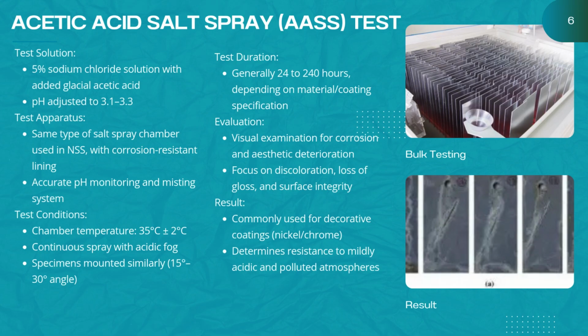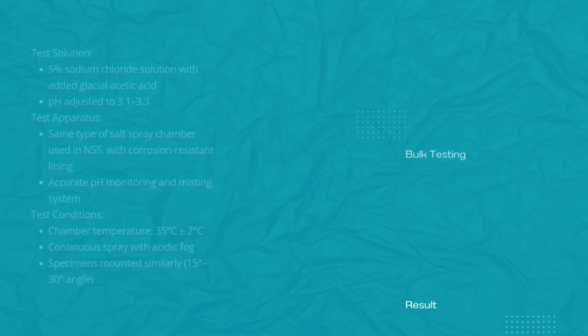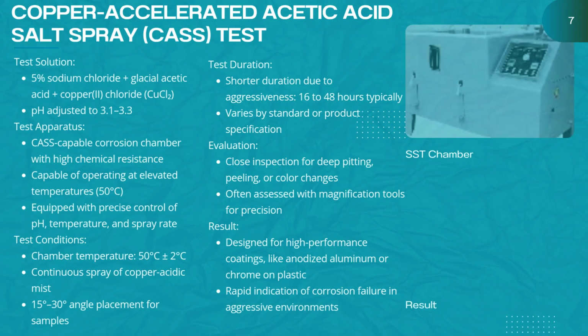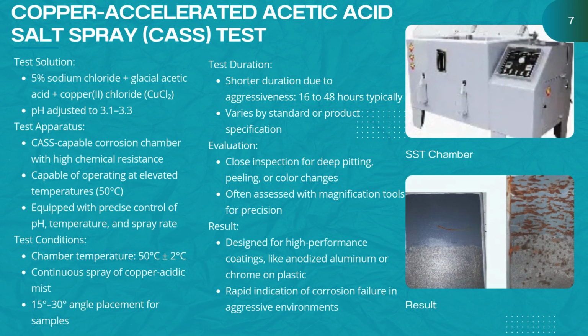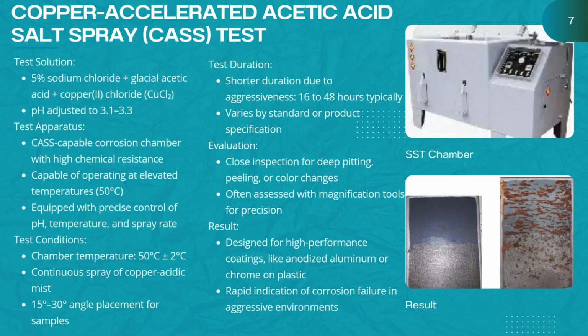The test typically runs from 24 to 240 hours based on the coating type. Evaluation focuses on both corrosion and appearance, such as discoloration, surface integrity, and gloss loss. This method is mainly used to test decorative coatings like nickel or chrome and helps evaluate performance in mildly acidic and polluted environments. Now we'll discuss the CASS test, copper accelerated acetic acid salt spray.